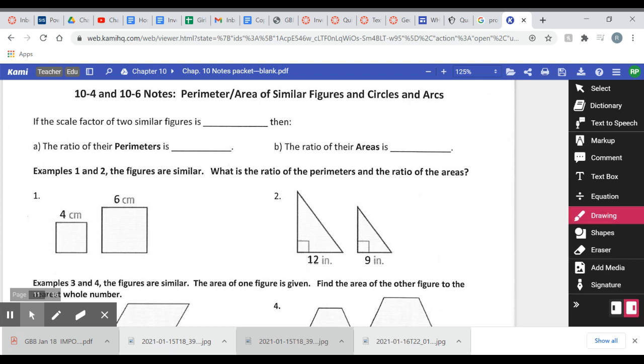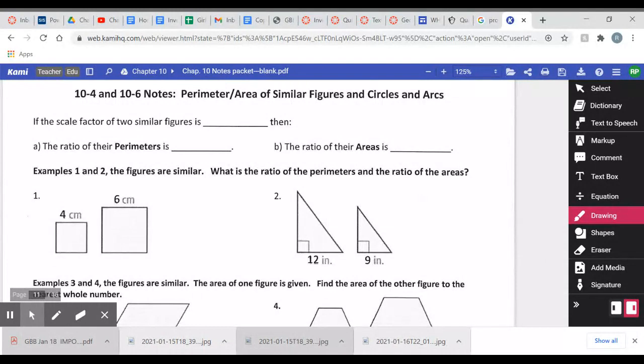Hi, welcome to section 10.4 and 10.6 notes. This is on perimeter and area of similar figures, as well as circles and arcs. We'll do more with circles later in the chapter and also in chapter 12, but this is a good start to that.